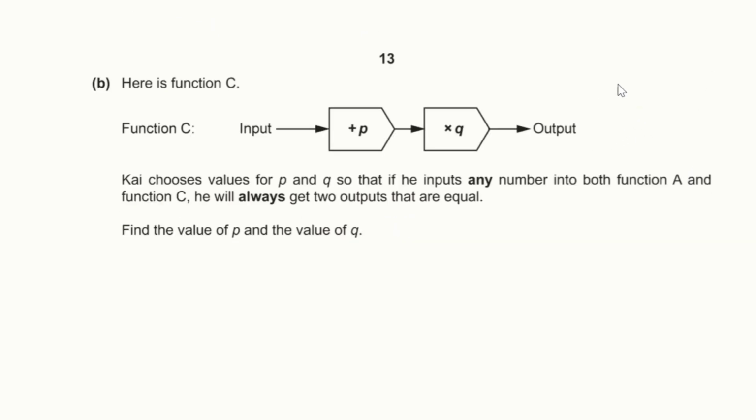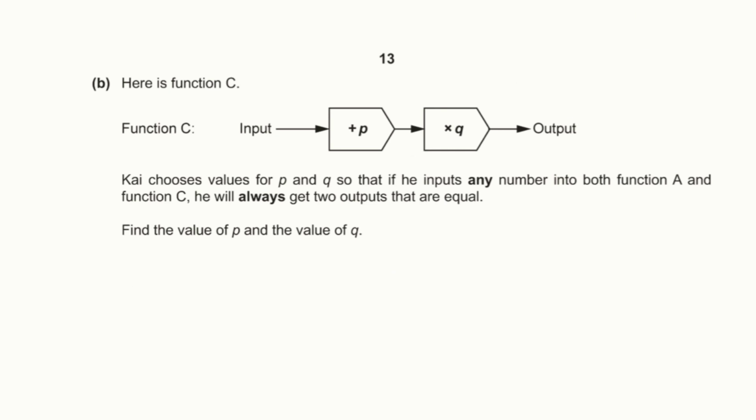Now for part B, here is function C. With function C, we've got an input, we add P, we times Q, we get an output. Kai chooses values for P and Q so that if he inputs any number into both function A and function C, he will always get two outputs that are equal. We have to find the value of P and the value of Q.